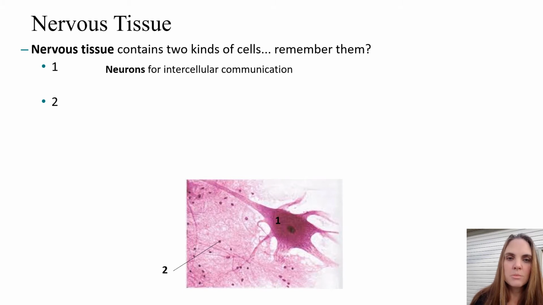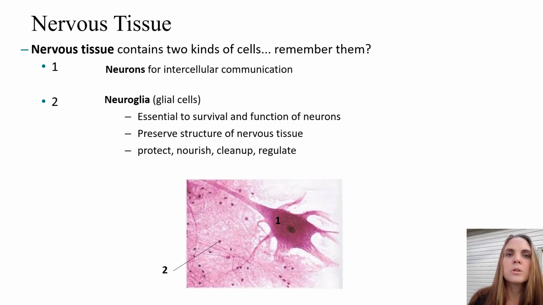And then the other cell, number two, is going to be our neuroglia, or glial cells. And these glial cells are essential to survival and functioning of the neuron. So they're a very important part of the nervous tissue. They're going to preserve the structure of the nervous tissue and protect, nourish, clean up, and regulate that nervous tissue. And we're going to go through and talk about the different neuroglia cells.